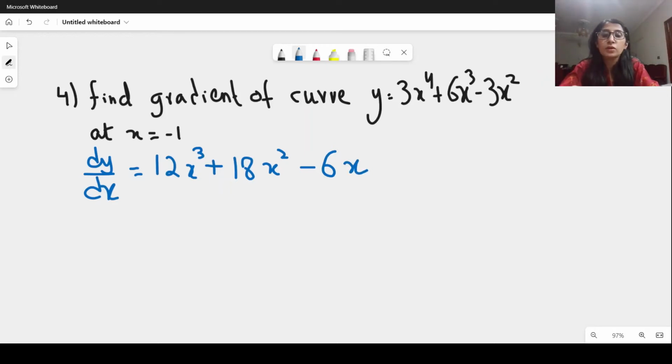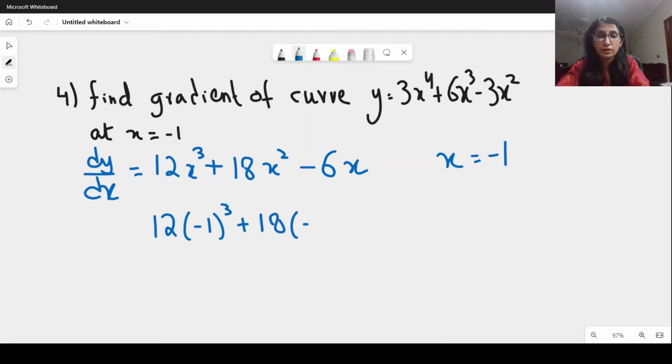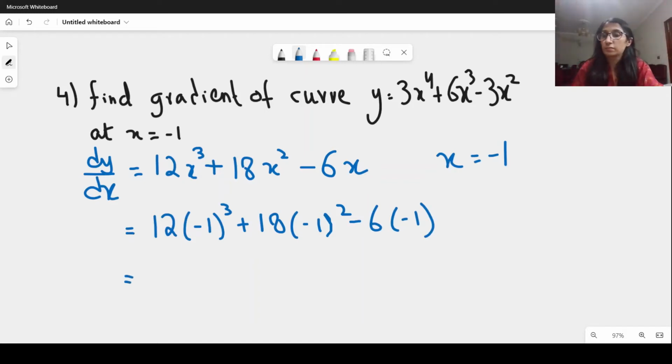Now we need to find the value of the gradient when x is equal to minus 1. So all you need to do is substitute minus 1 in this function. 12 times minus 1 whole cube plus 18 times minus 1 whole square minus 6 times minus 1. So if I enter this in my calculator, that is minus 12 plus 18 plus 6. Am I right? Yeah, minus 12 plus 18 plus 6. So the gradient is 12.